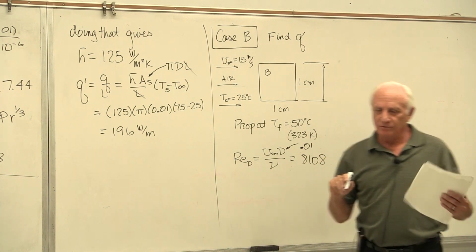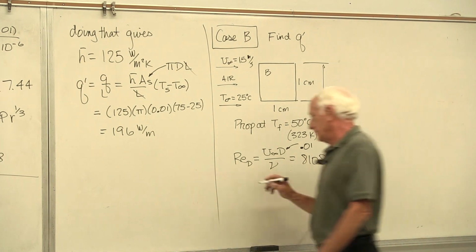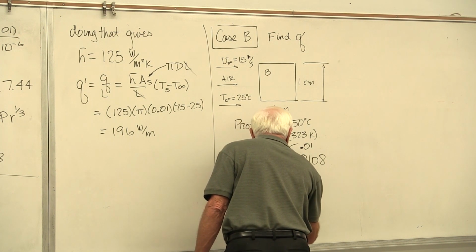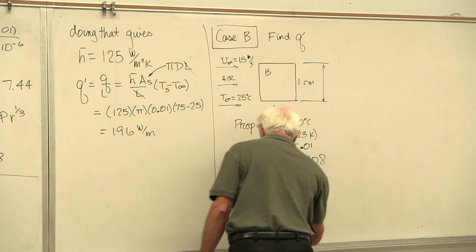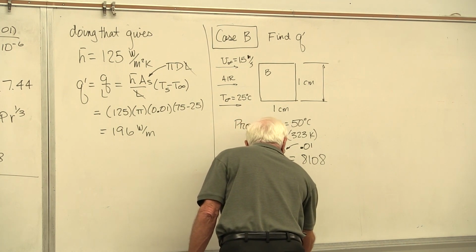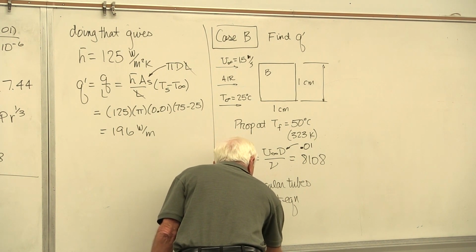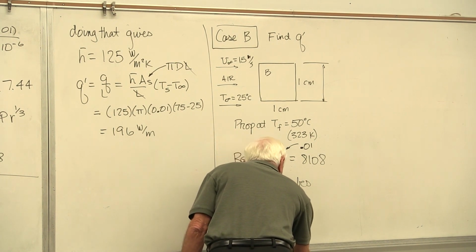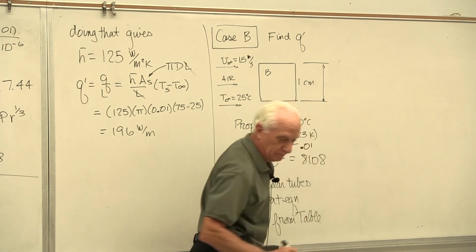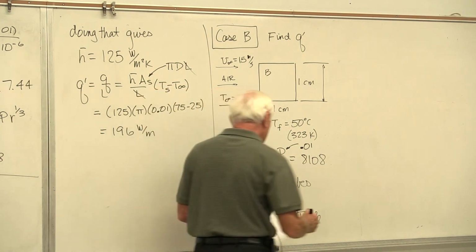Now, here's what the rule said. The rule says if it's a non-circular tube geometry, we're going to use the Hilpert equation, but we get C and m from a different table, table 7.3.